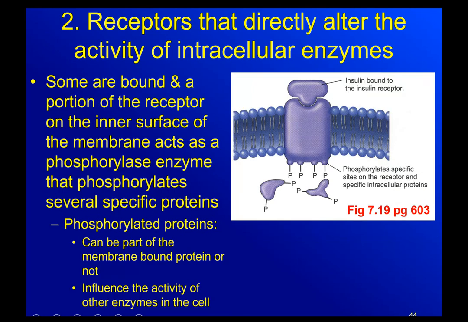Now, this is kind of an interesting thing as well. So in this example, this dude here is the enzyme. So when my water-soluble hormone comes in and binds, it actually activates this enzyme directly, and it starts phosphorylating things. It starts adding phosphate groups to things. Okay? So some are bound, and a portion of their receptor on the inner surface of the membrane acts as the phosphorylase enzyme. Phosphorylase meaning I put phosphate on things.